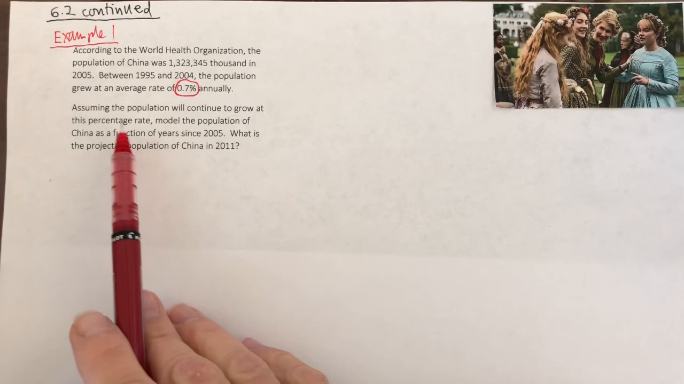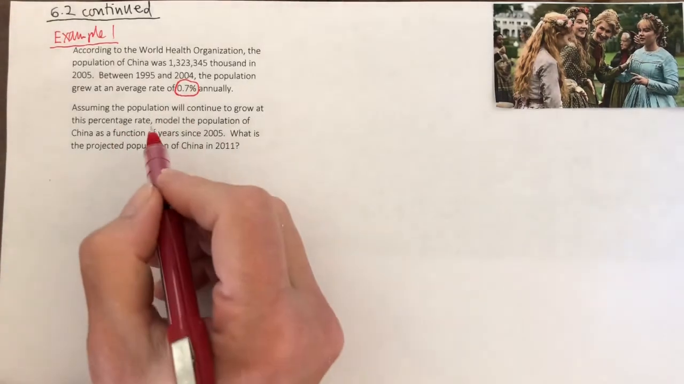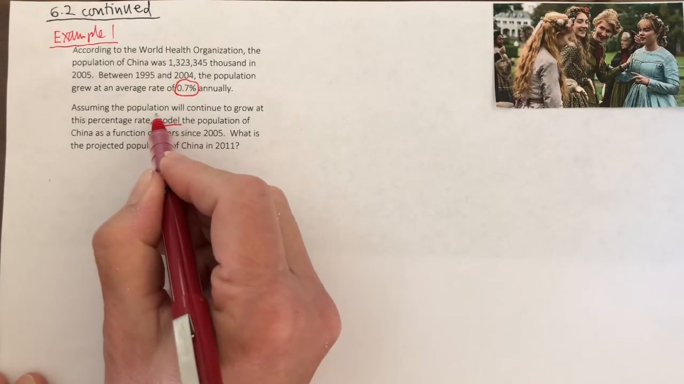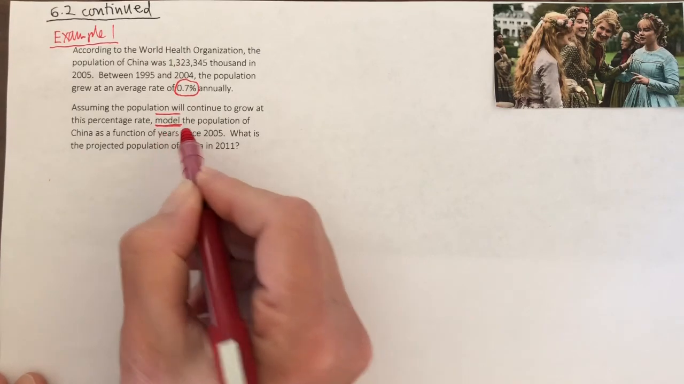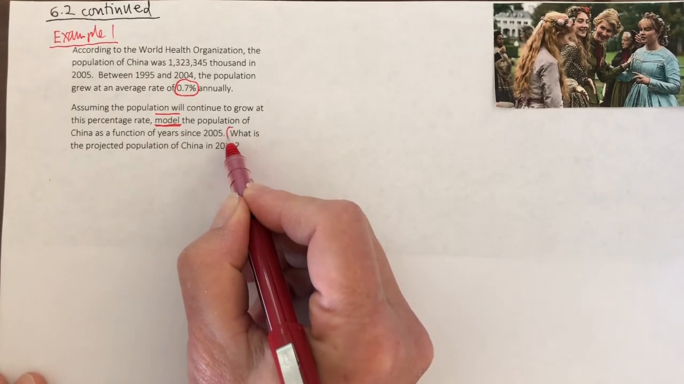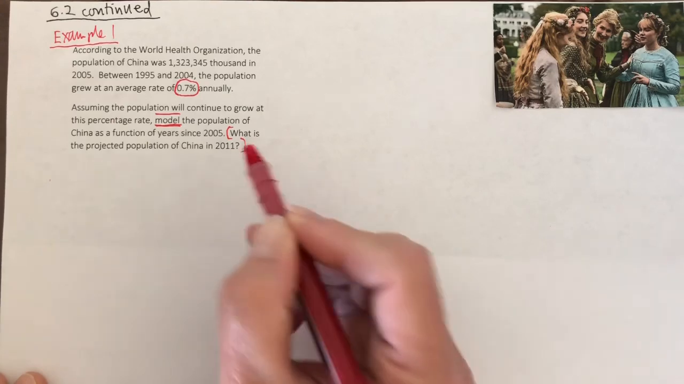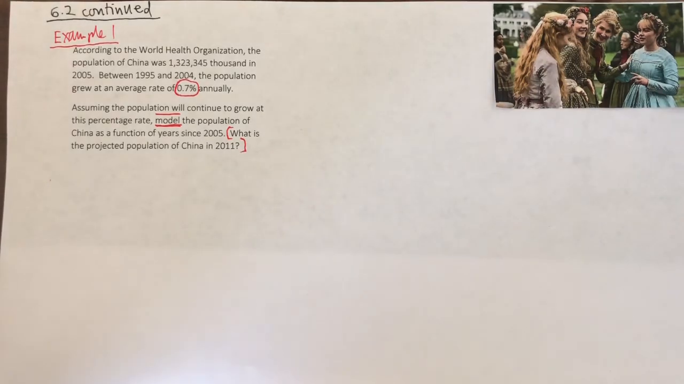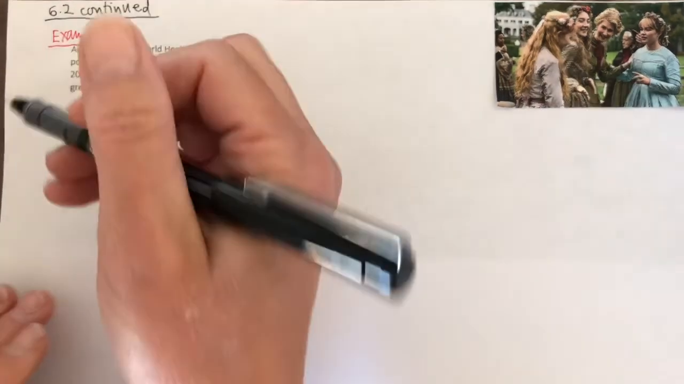Okay, so we have 2 jobs. We have to come up with a model. That means just find the function that describes this situation. And then this question here, what is the projected population of China in 2011? So we'll start by trying to find a model.